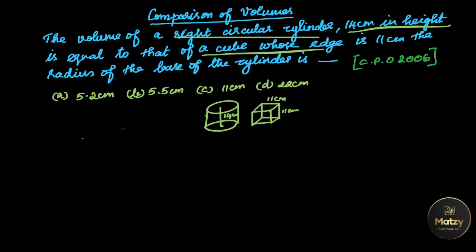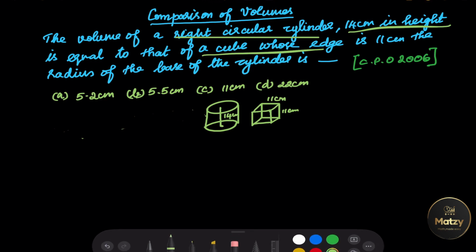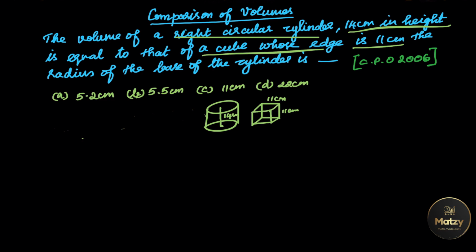The volume of a right circular cylinder, 14 centimeter in height, is equal to the cube whose side is 11 centimeter. So, what is given in this problem? Side of the cube is given as 11 centimeter. Then, height of the cylinder is given. Then, one more piece of information is given: volume of the cylinder is equal to volume of the cube. That is also given.